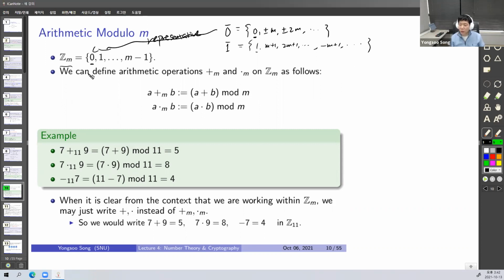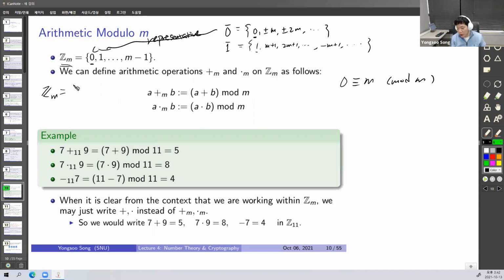Because in the world of modulo m space, 0 and m are no longer different elements. They are different over the integers, but they are equivalent in modulo m space. So you no longer distinguish 0 and m. They are just the same element in this Z_m space. In many textbooks, we define Z_m as a set of integers between 0 and m minus 1. But if you want, you can come up with your own definition.